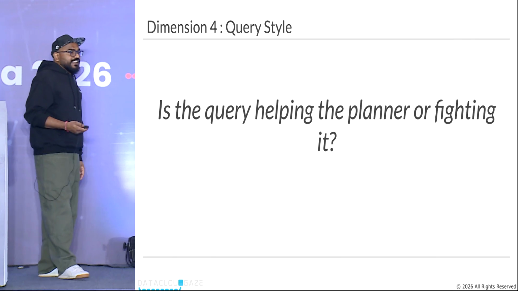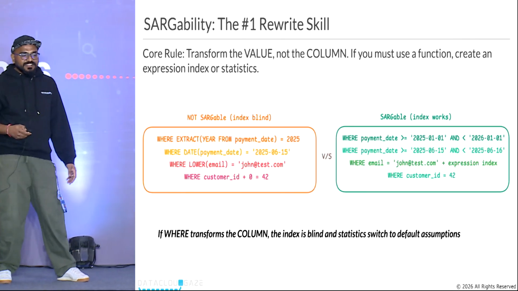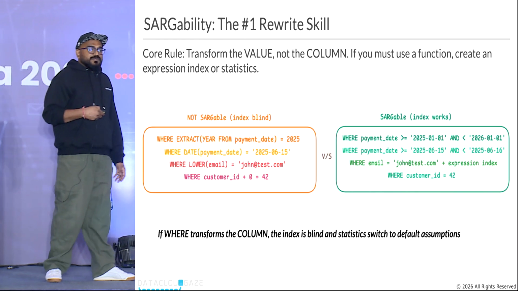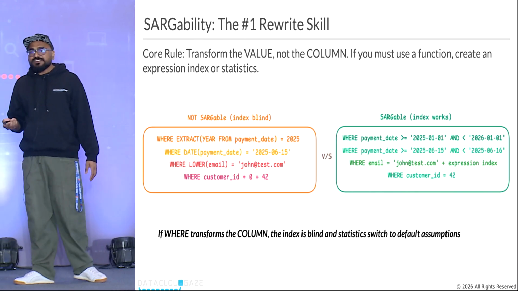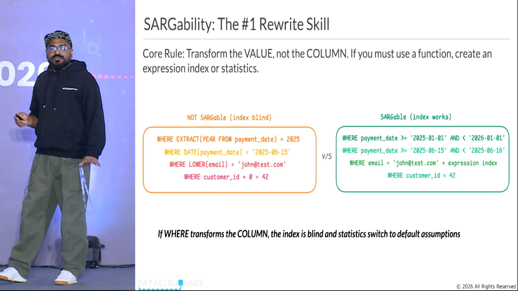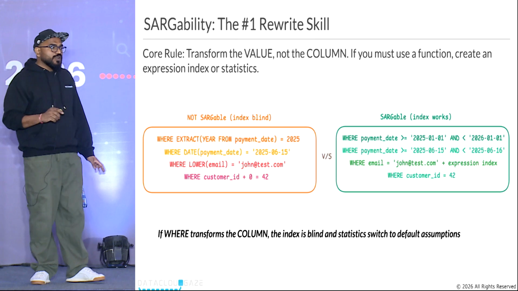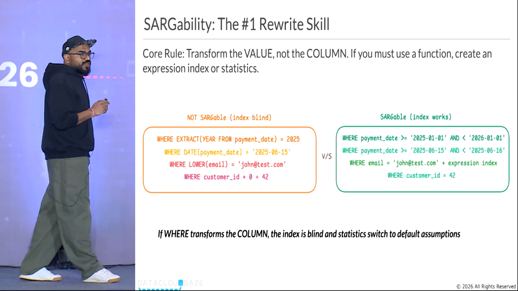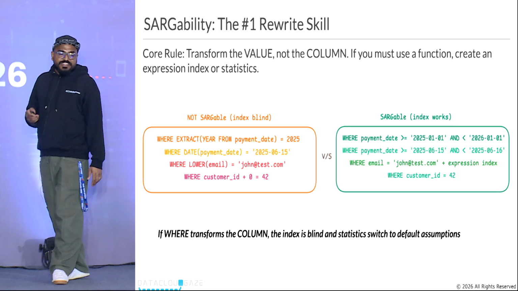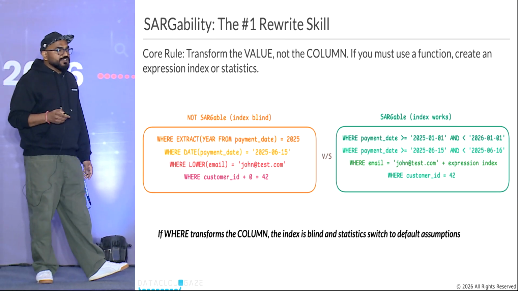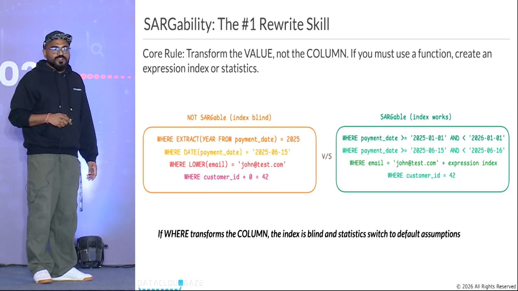Okay. And this is again the query style, because we have to learn some of the rewrites that we have. This is the concept of searchability, which comes from Sybase, which means search argument, which primarily means whether my filter can seek the index. Okay, so the whole concept is don't apply your transformation at the column level, apply it at the filter level. Whenever you put any transformation at the column level, you actually blind the statistics and also the indexes that are available on those columns.